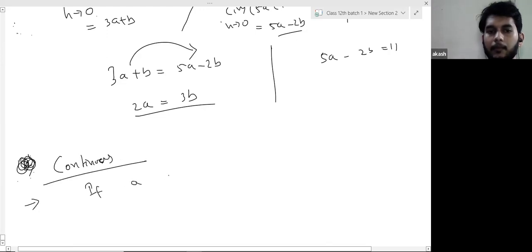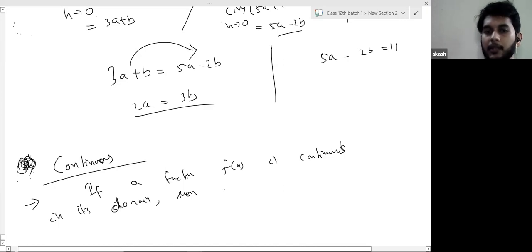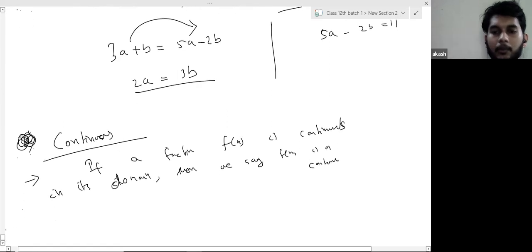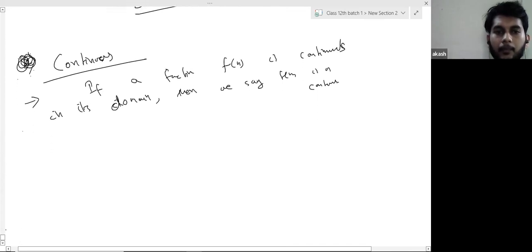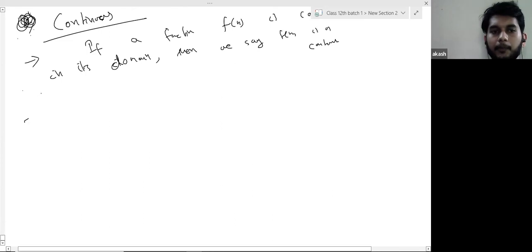If a function f of x is continuous in its domain, then we say this is a continuous function, right? There is a theorem related to this. What does the theorem say?